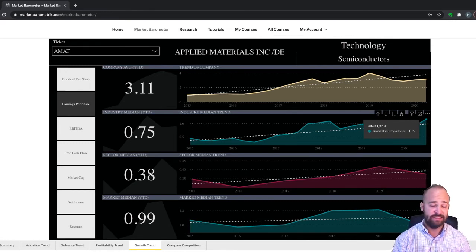So Applied Materials is producing superior earnings per share relative to its industry competitors. And that makes sense because, again, Applied Materials is more leveraged and is generating a greater return on its assets or greater return on its equity and is more profitable at the operating income and net income levels.